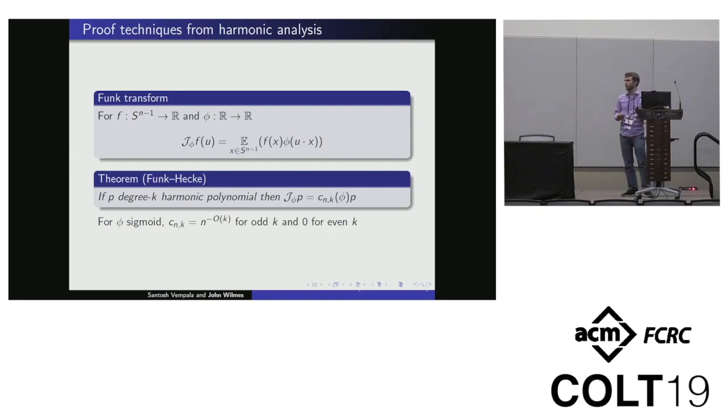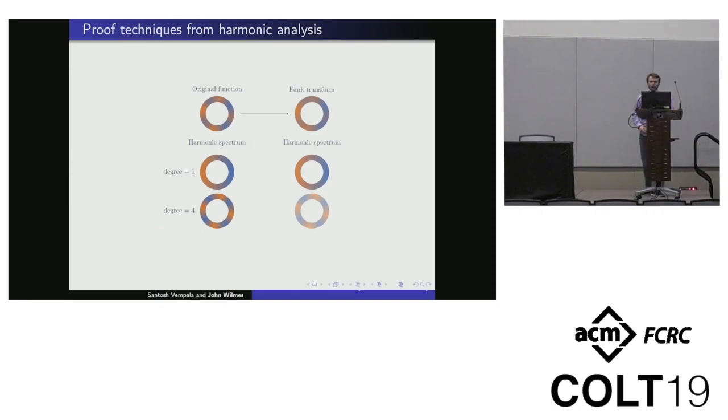And furthermore, we can compute the eigenvalues. And for example, for the sigmoid activation function, these eigenvalues are of the form n to the minus k for odd k and 0 for even k. Okay, so how does this appear then in our analysis of gradient descent? Okay, so here's just an illustration of what the Funk transform is doing. I have my original function on the left and the Funk transform of it on the right.